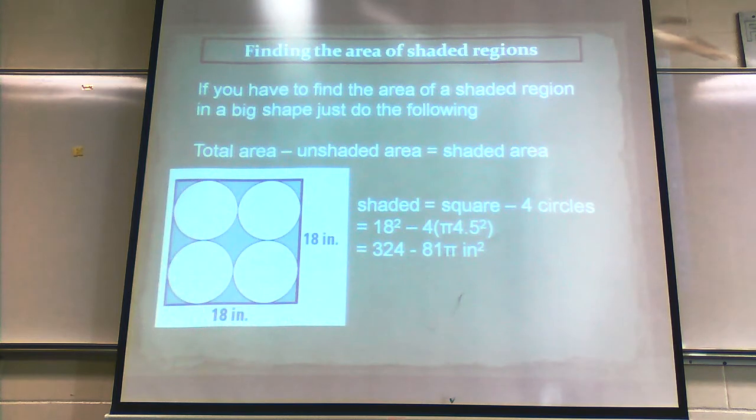Basically, the idea today is you're going to have a picture there, a diagram. They're going to have, like I said, some shape, and they're going to have the whole thing shaded in, just with parts missing from it. Like this one here, I would see that the big shape is a square, and I know it's a square because I've got both sides being 18. Okay? And I would realize that there are 4 circles missing from it.